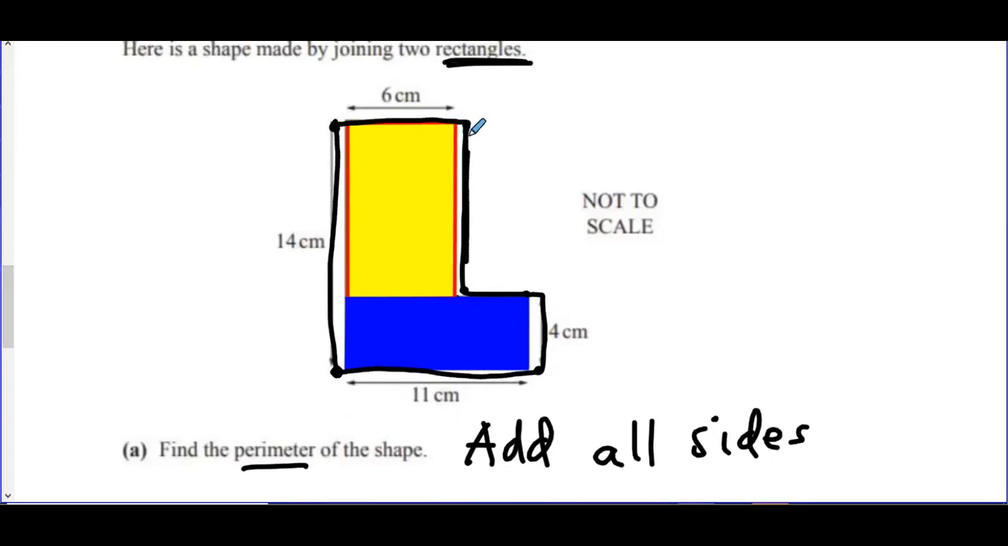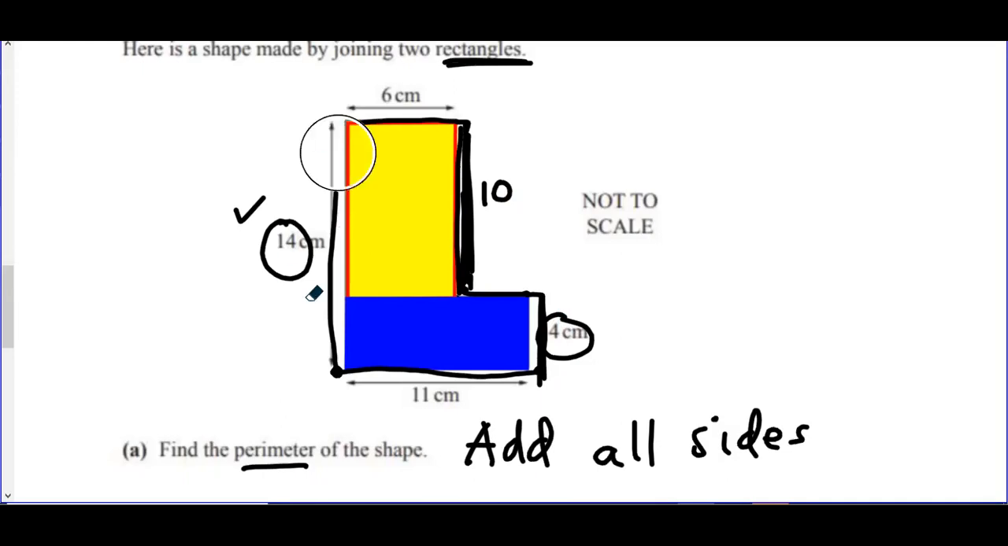But we can try to figure out these two sides. Let me start with this side here. What you do, take 14 minus 4. 14 minus 4 will be equal to 10, meaning that from here to here is 10, and from here to here is 4. So 10 plus 4 makes 14. Okay, I hope that is clear.